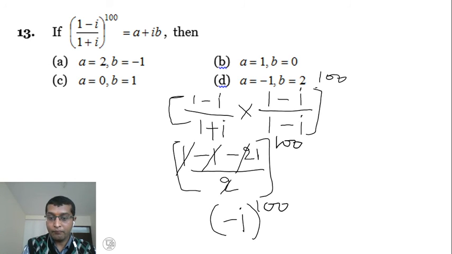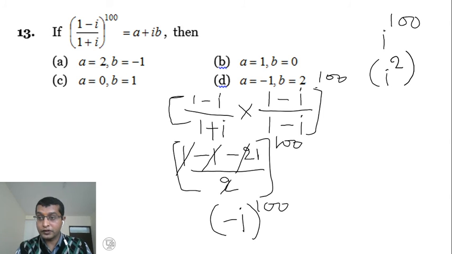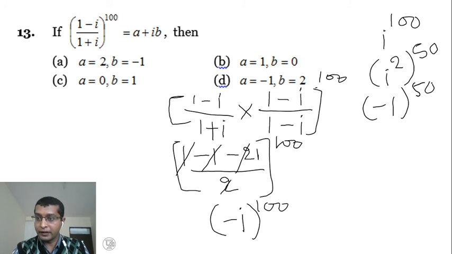So (-i)^100 can be written as (-1)^100 times i^100. It is minus raised to an even number, so we get i^100. i^100 can be written as (i^2)^50, since 2 into 50 is 100. i^2 is -1, so (-1)^50, and that is +1, and the RHS part is a + ib.